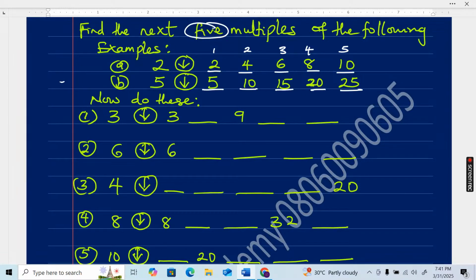The same thing goes for sample B. 5 has been given to us, so begin to multiply by 1, then you stop at multiplying by 5. 5 times 1 is 5. 5 times 2 is 10. 5 times 3 is 15. 5 times 4 is 20. 5 times 5 is 25. So those are the numbers we call multiples. I hope you understand.